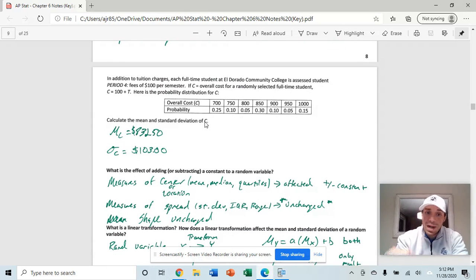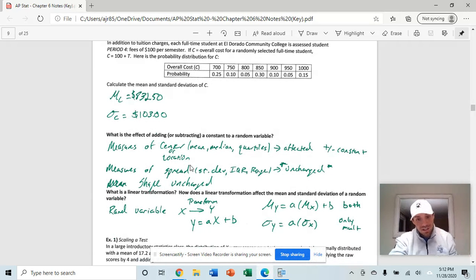Now in our next example, we're adding something, okay? So now we're taking our values and we're adding something. And we want to know how addition affects measures of center and measures of spread. And similar to what we saw earlier in the year, okay, measures of center are affected by addition and subtraction, but measures of spread are not affected. They are unchanged. So your standard deviation, your interquartile range, and your range would be unchanged when we are adding or subtracting a random variable.